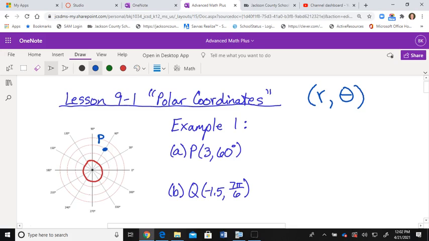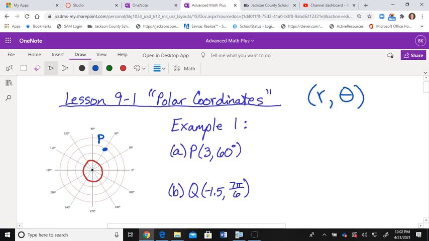For part B, we're doing Q. Q is negative 1.5 and 7 pi over 6. Part A was in degrees. What is 7 pi over 6 in? It's in radians. So you're probably going to have to change that to degrees in order to figure out where it is. So what is 7 pi over 6 in degrees? You just replace pi with what? 180. So what's 7 times 180 divided by 6? 210. So 210 is here on mine.